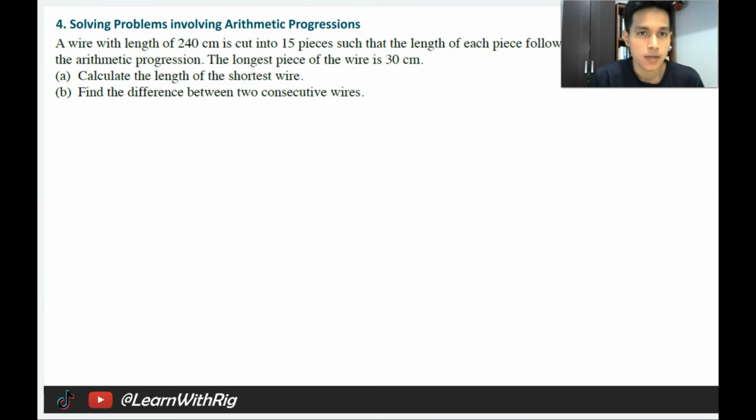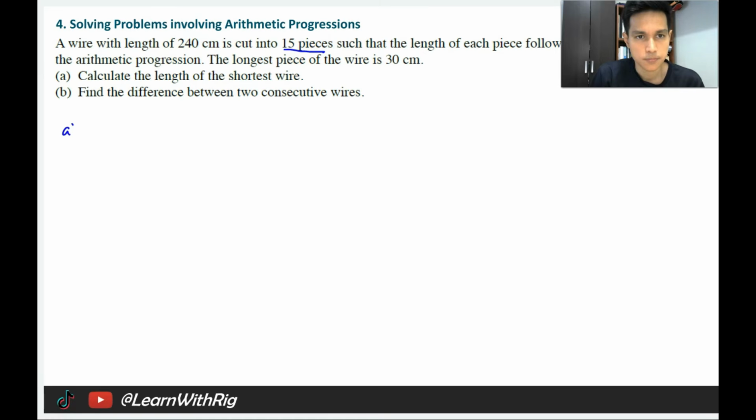A wire with length of 240 cm is cut into 15 pieces such that the length of each piece follows an arithmetic progression. The longest piece of wire is 30 cm. Calculate the length of the shortest wire.